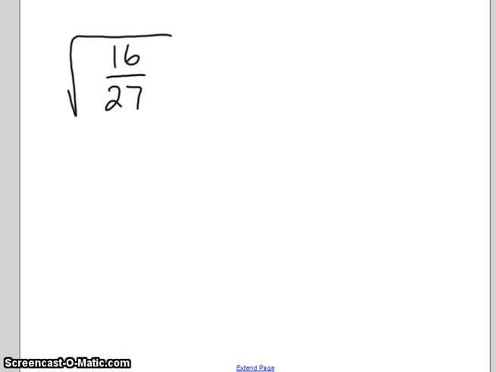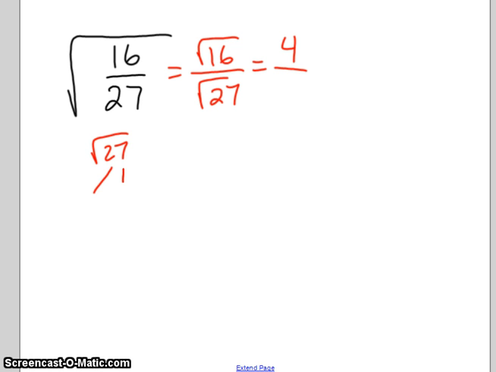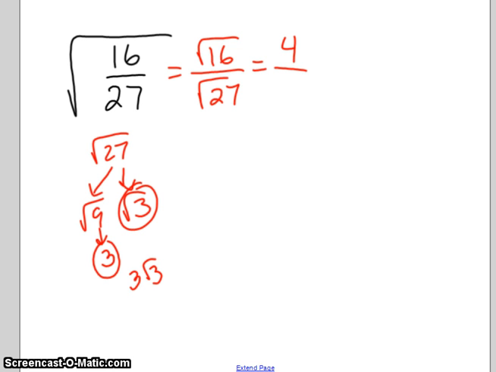Alright, last one. The square root of 16 over the square root of 27. We know the square root of 16 is 4. And let's try to simplify the square root of 27. Do it off this side. The square root of 9 and the square root of 3. And that's going to be 3, so we have 3 square root of 3.